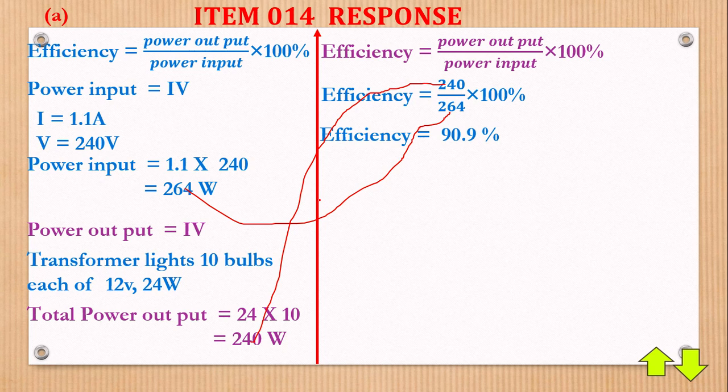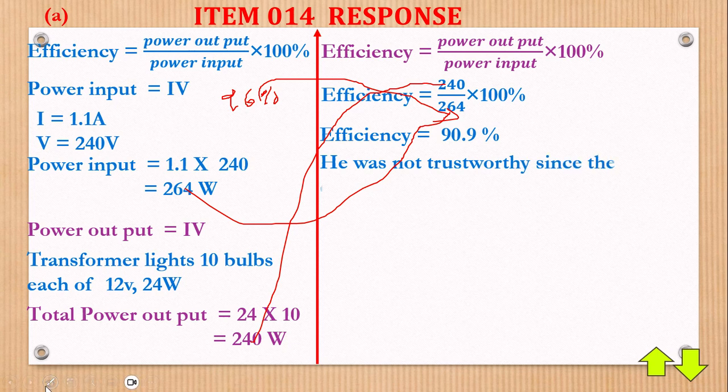Oh, by the way, remember the other seller told them, in fact, I would say deceived them, that the efficiency is 96%. Then they ask, is he trustworthy? Now look at this and that. It is by far less. So it means that the seller was not trustworthy. And with that, let's conclude.